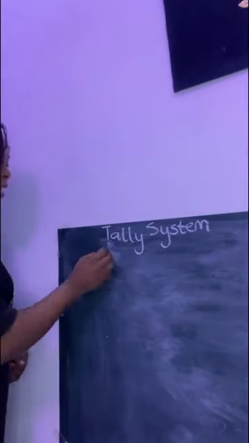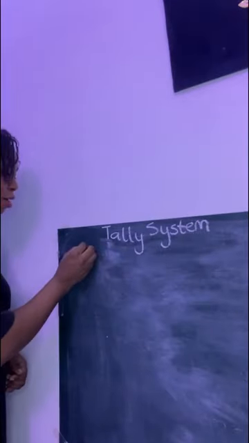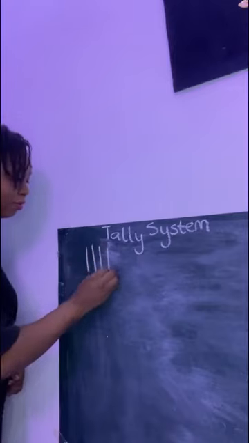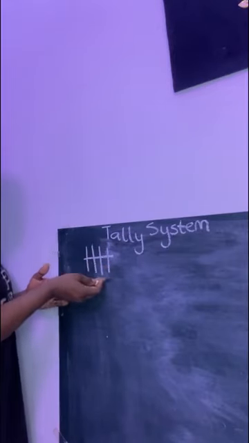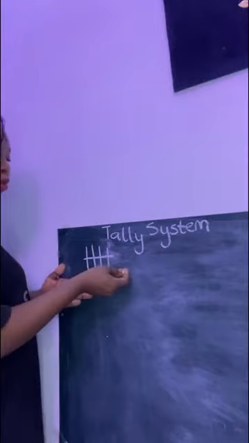And tally marks always come in sets of five. Look at what I mean. In the tally system, we have the tally marks: 1, 2, 3, 4, 5. This is how tally marks come in sets of five.